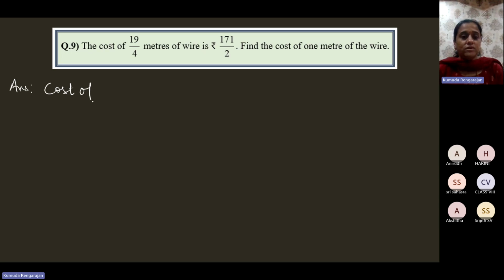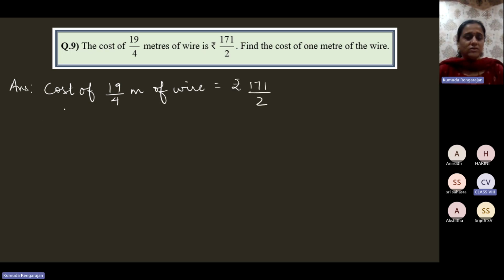Cost of 19 by 4 meters of wire is equal to rupees. Therefore, cost of 1 meter of wire.